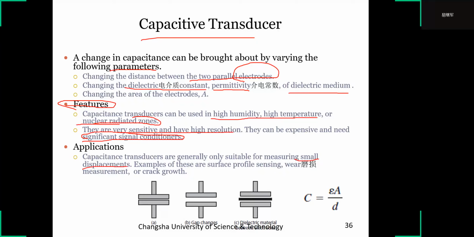Examples of this are surface profile sensing and measurements, for example detecting grooves.